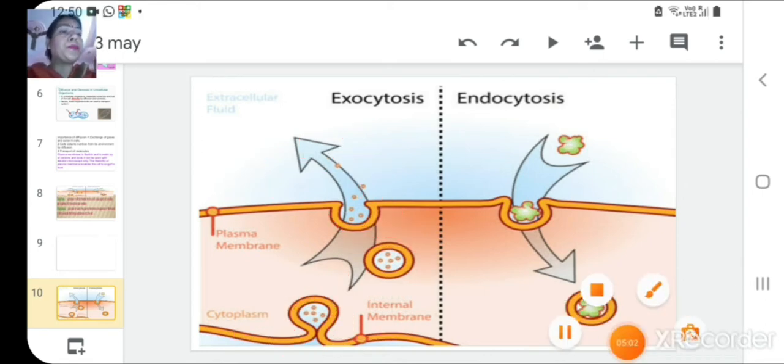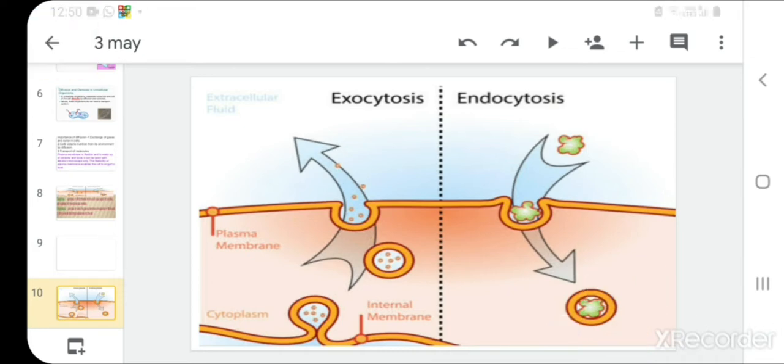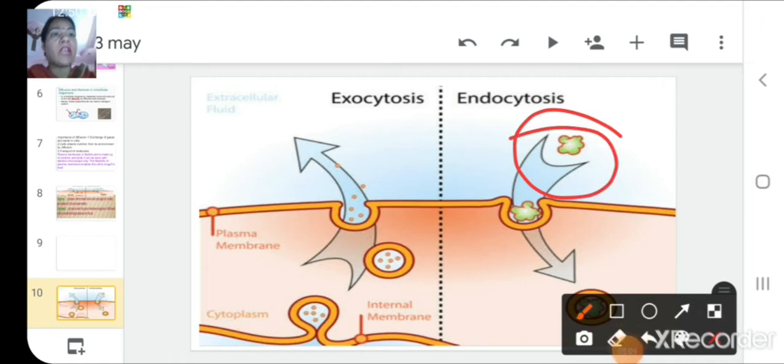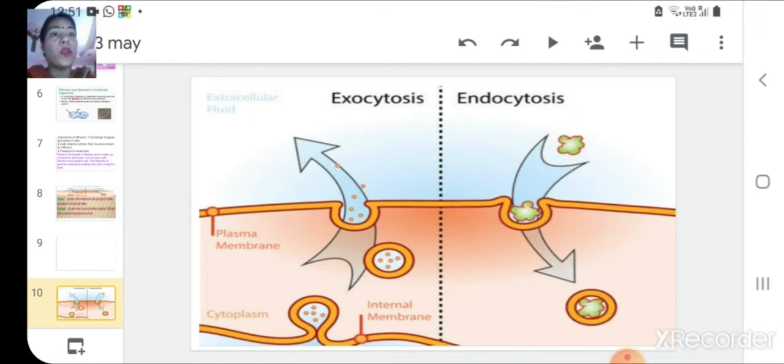Opposite to this, the same thing can happen in a different direction. Suppose this is a food material for a living organism, which has to take this food from the outer environment. It will first come near the plasma membrane. The plasma membrane will invaginate or fold and enclose this food material in such a way that it forms the vesicle here. You can see the vesicle here. Now this food material, which was earlier outside the cell, is a part of the cell. So this process is known as endocytosis.